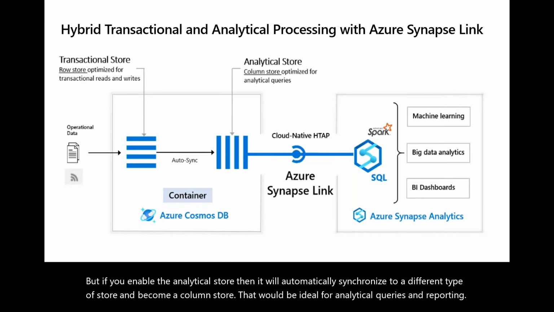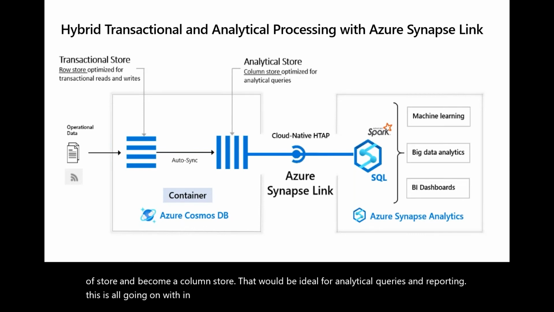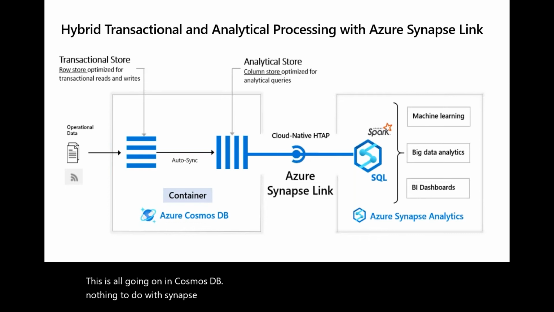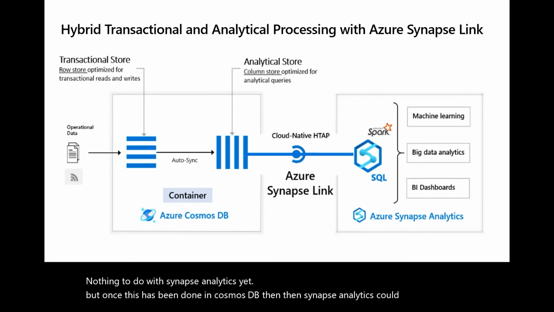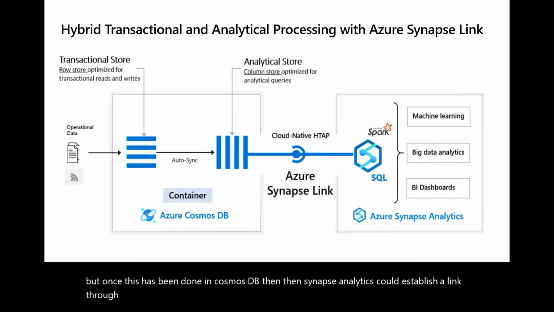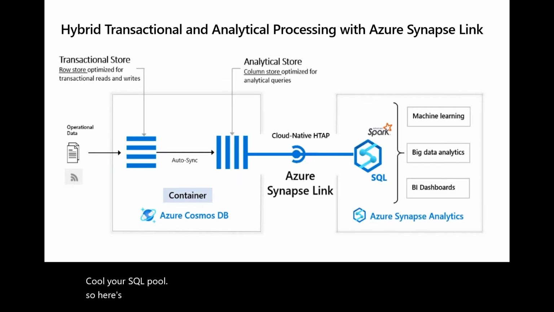This is all going on within Cosmos DB. Nothing to do with Synapse Analytics yet. But once this has been done in Cosmos DB, then Synapse Analytics could establish a link through Synapse Link so they can access the column store data as if it's part of your pool, your SQL pool. So here's another example. Instead of just depending on the data lake, you could also access data within Cosmos DB.